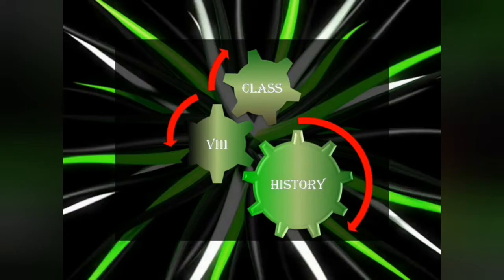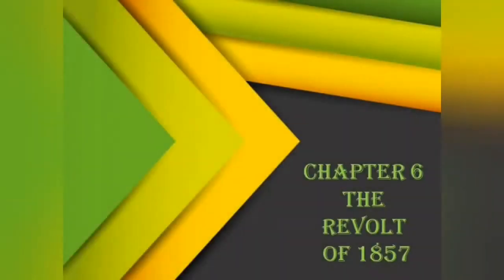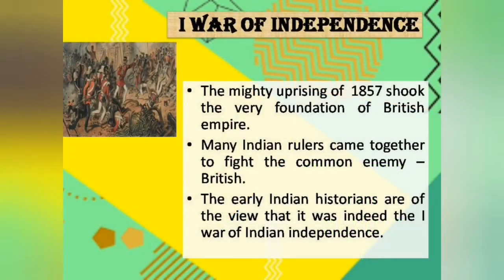Today we'll start with History Chapter 6, The Revolt of 1857. So let's begin. By 1857, the British had established colonial domination over a major part of India through arbitrary methods of annexation and harsh economic policies. The kings, queens, peasants, landlords, tribals and soldiers were all affected in different ways.